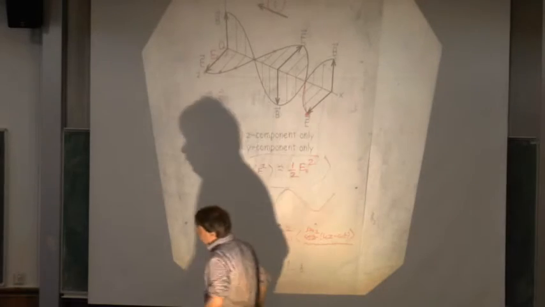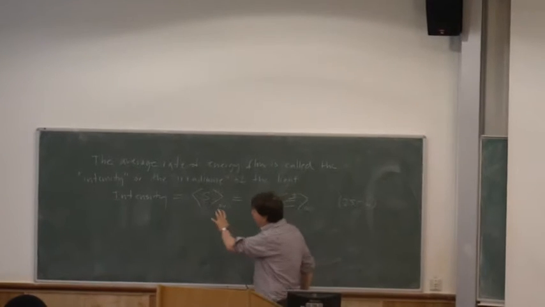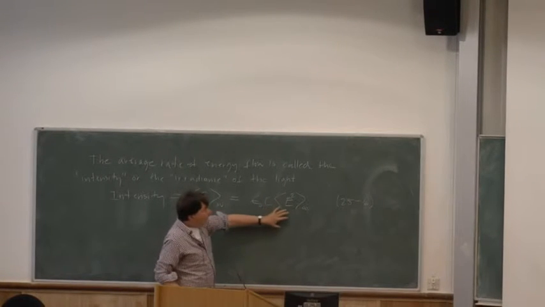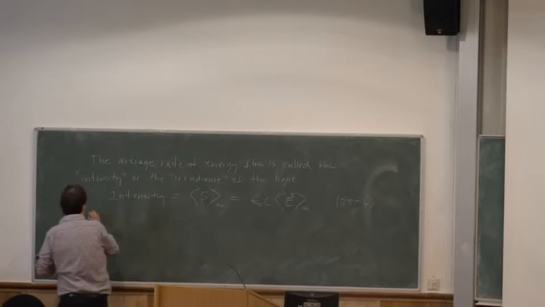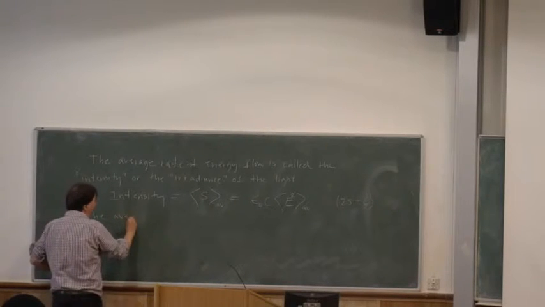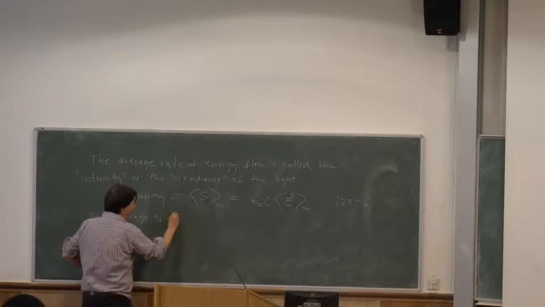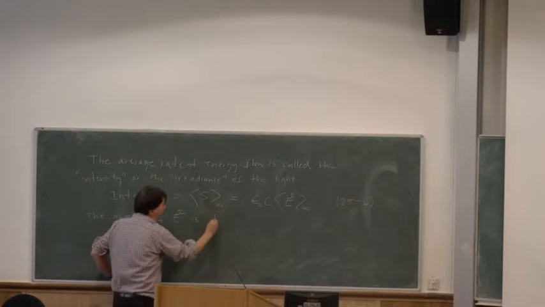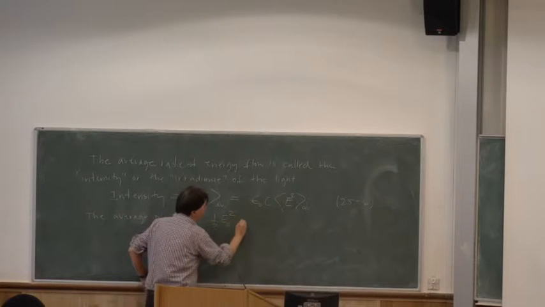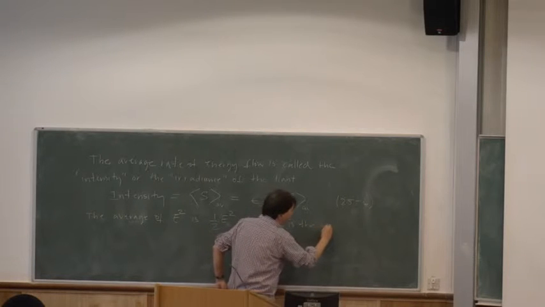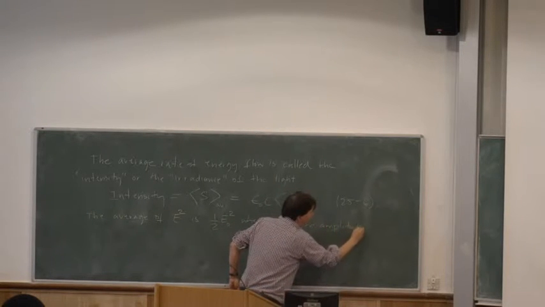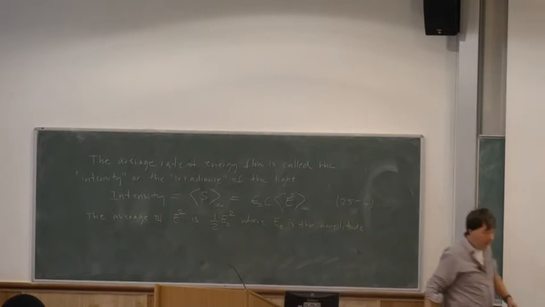Now, again, we've not proved Poynting's vector from first principles, but I'd like to show that this is equal. I'll just make a quick note on that first of all. So the average of E squared is a half E naught squared, where E naught is the amplitude. We'll just need that note in a moment.